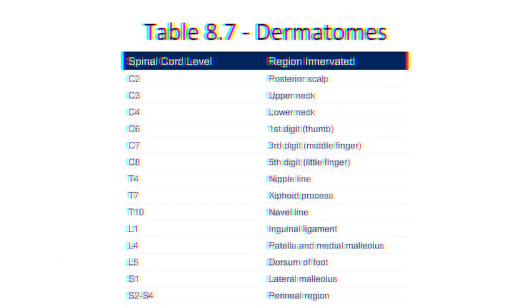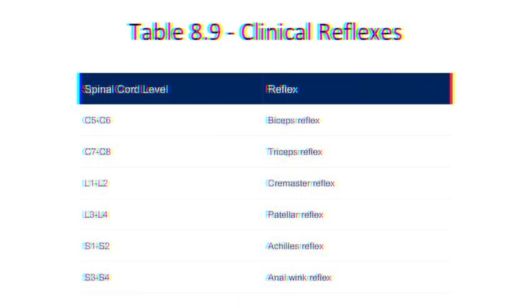Here again is table 8.7, which you can see the C7 dermatome includes the third digit or the middle finger. And since the patient said that they are having pain in the hand, we would expect that that pain should at least include the middle finger or third digit. Now here again is table 8.9 showing the clinical reflexes. And we can see that the C7 region is responsible for the triceps reflex.